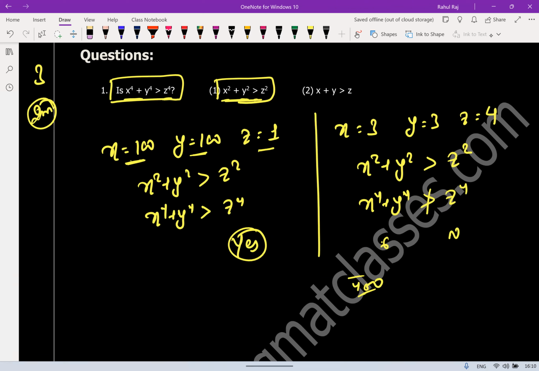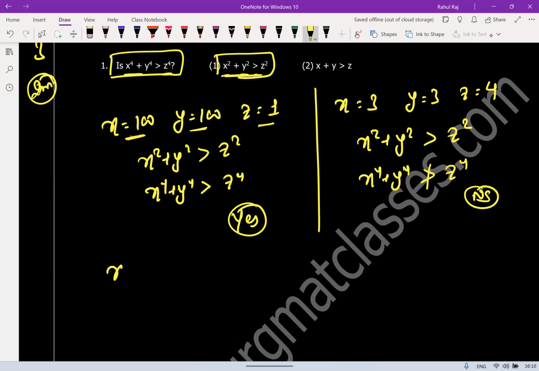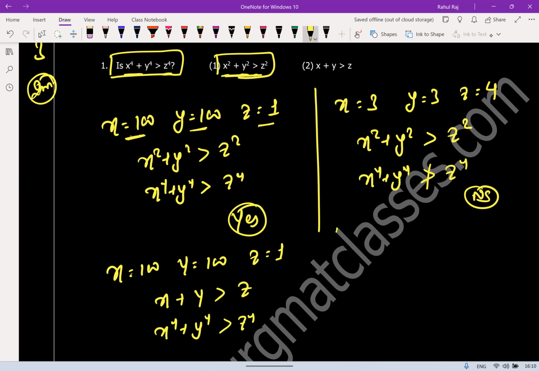Now technically I'll end up taking same values because it will become very much easier for me to combine. I just have to see whether I can take the same values here or not. Imagine I take x is equal to 100, y is equal to 100, and z is equal to 1. Is it sufficing statement number 2, x plus y greater than z? x to the power 4 plus y to the power 4 is also greater than z to the power 4. I have a yes situation with me.